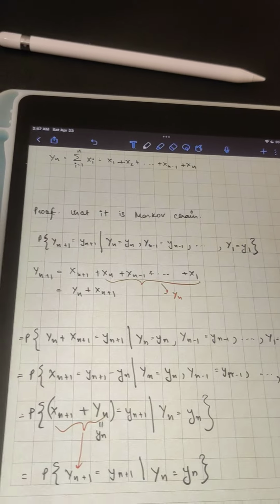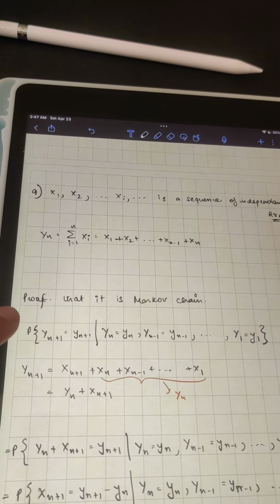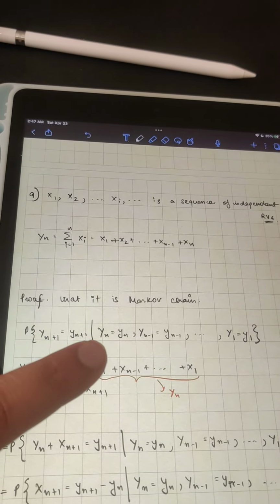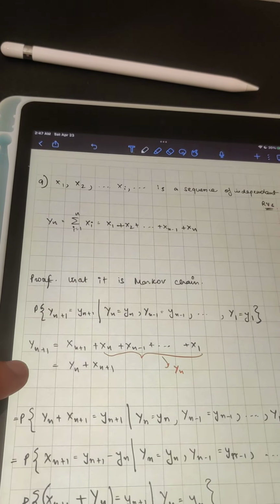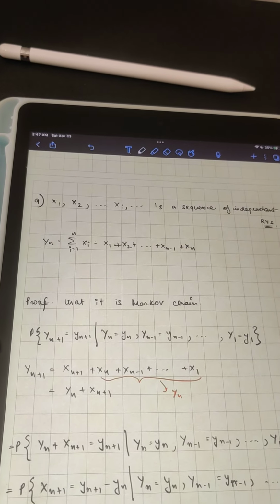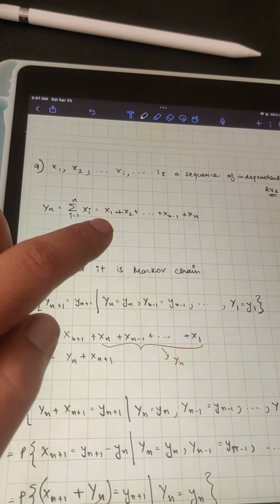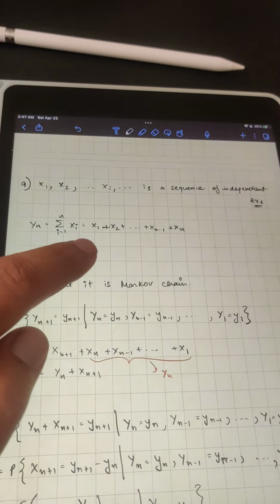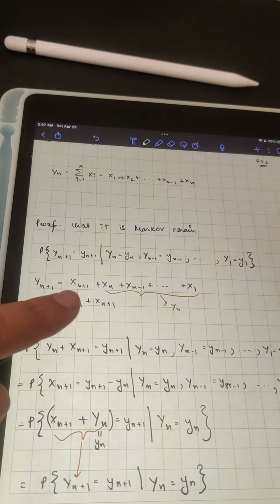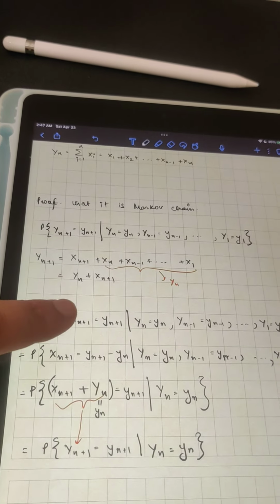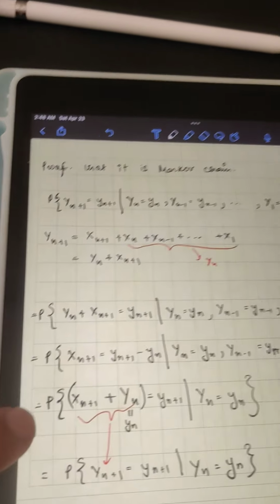Now, in a Markov chain, every state depends on its previous state, as we know. So over here, we take the probability of Yn+1 given Yn, Yn-1, ..., Y1, right? And we have previously defined Yn to be equal to the sum of these independent random variables, so from X1 to Xn. So for Yn+1, it will be from X1 to Xn+1. And we'll use this later.